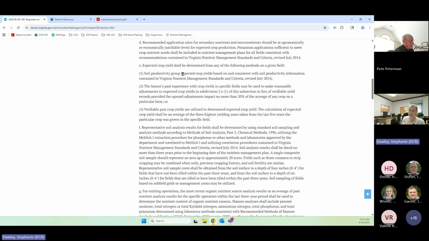If it's 67% or more of the field, you can use that single soil series to base your crop recommendations off of. If there's no soil series at 67% of that field, then you'd be using the weighted version of it, where you'd basically take maybe your 4 or 5 different soils, determine how much acreage by percent of that field is in that soil series, and you can adjust your yields from there. And so that is where you're going to be basing all this off of. Your soil productivity groups are consistent with the soil productivity information in the standards and criteria.